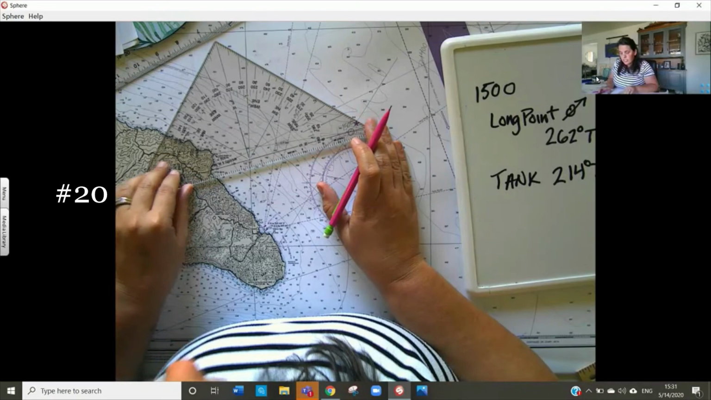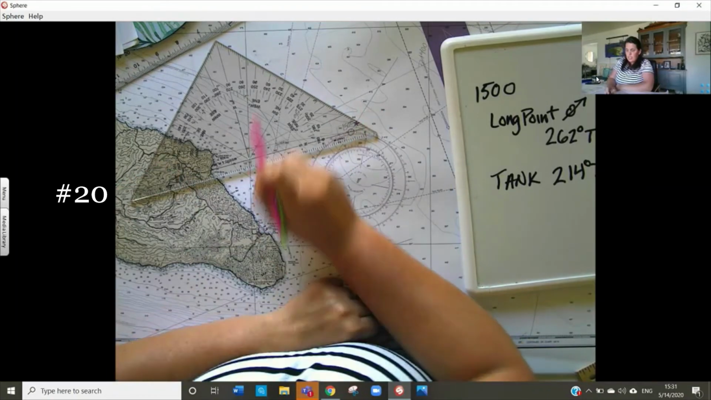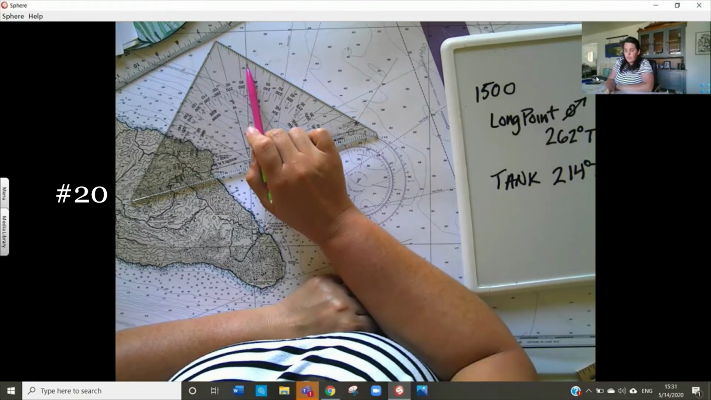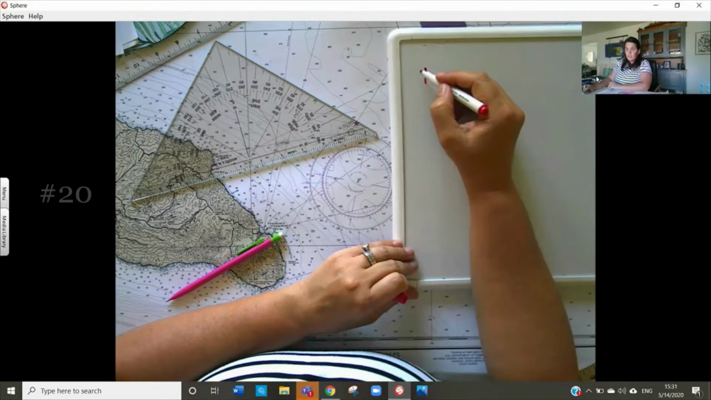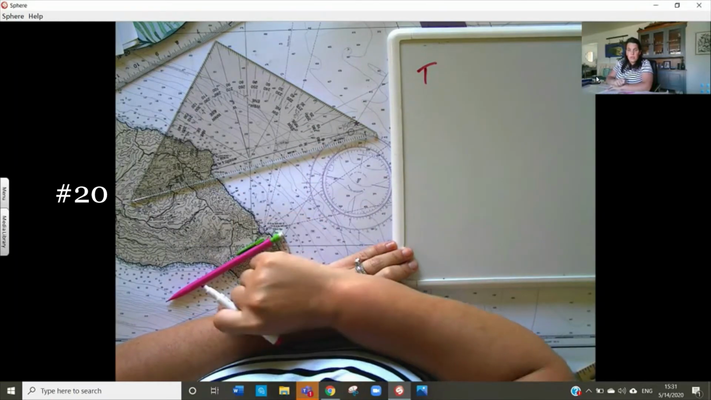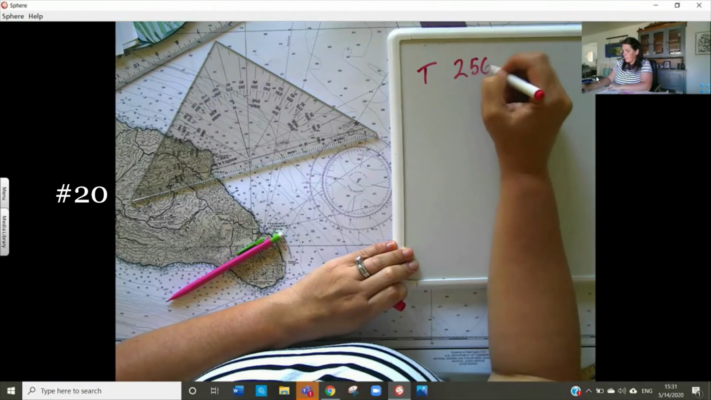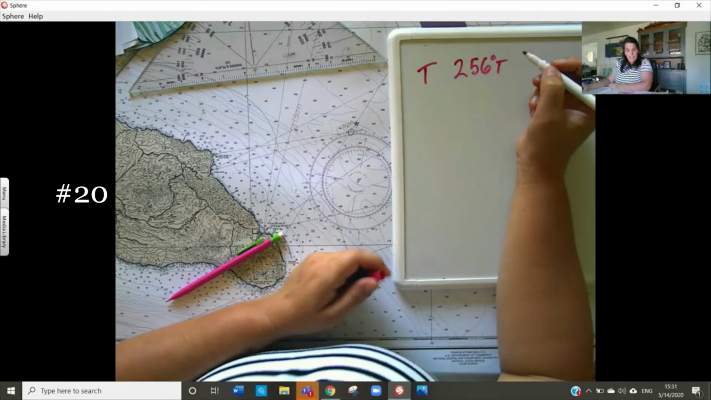So it crosses the meridian, so I just line it up there, and I can read this is 250, this is 260, so it would be 256 as my true. So my true bearing, or my true course to White Cove is 256 degrees, and I need to convert that to my compass course.